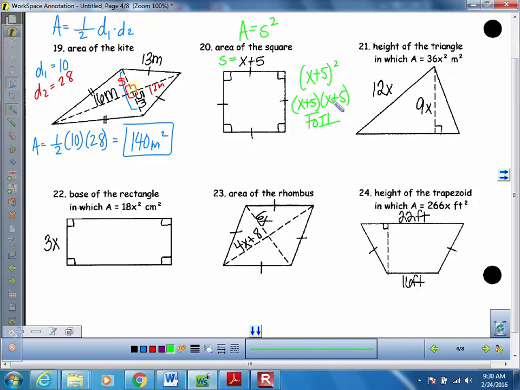So if I do my first times my first, that's going to give me x squared. Then I do my outer times my outer, so x times 5 gives me 5x. Inner times inner, so again I get 5x. And then last times last is 5 times 5 is 25. Now our last step to get our area is to combine our like terms. So I know 5x and 5x can be combined, and so our area would be x squared plus 10x plus 25. And so that would be your answer there.